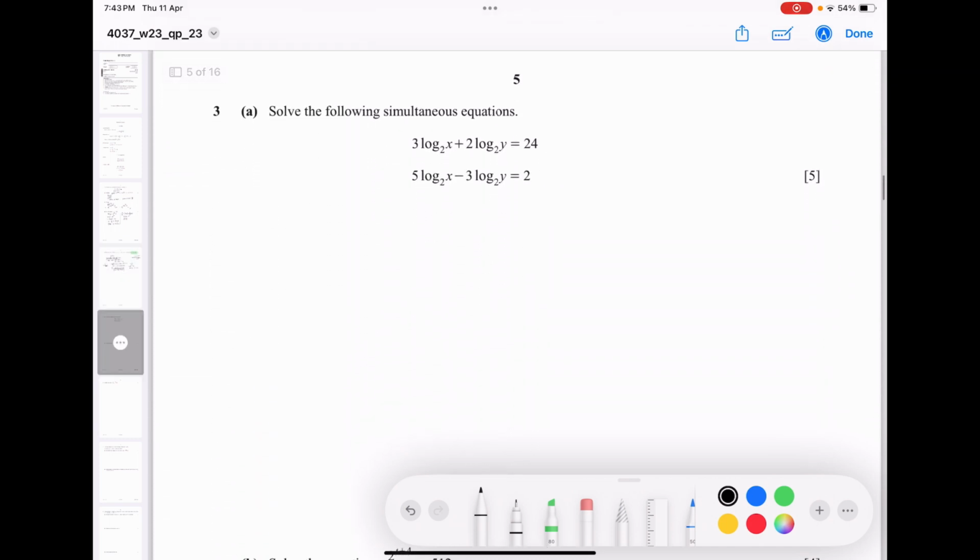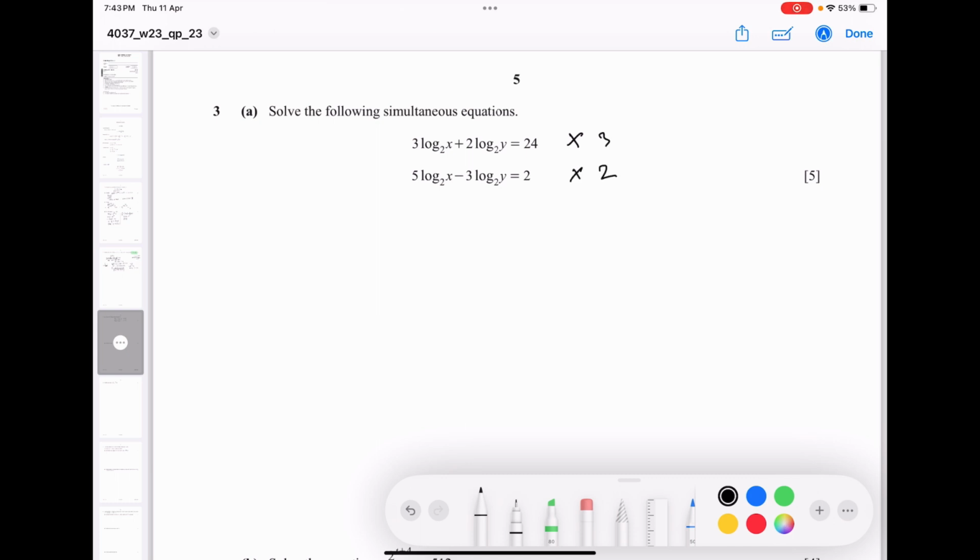Now question 3, solve the following simultaneous equations. 3 log base 2 of x plus 2 log base 2 of y equals 24, and 5 log base 2 of x minus 3 log base 2 of y equals 2. Its total marks is 5. Let me multiply this simultaneous equation: the first I can multiply by 3 and the second we can multiply by 2.